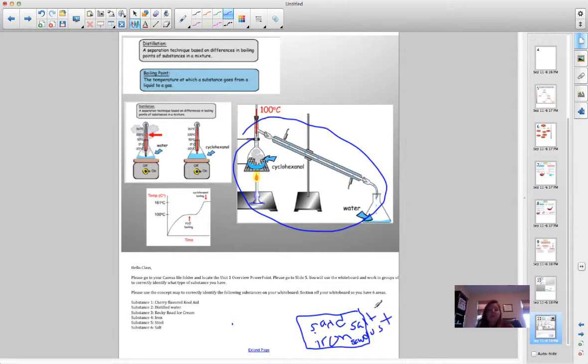Okay? So your job is, on the same whiteboard, once you finish up with it, your job as a group is to design your own experiment on how you can get everything in this heterogeneous mixture into 4 homogeneous parts. That means that this pile should only be salt, this pile should only be sand, this pile should only be sawdust, and this pile should only be iron.